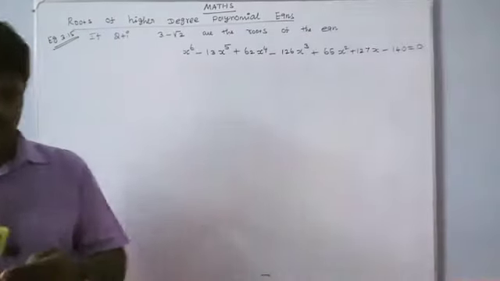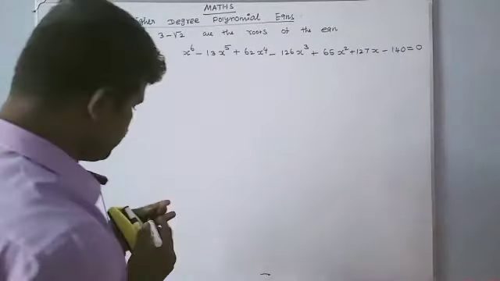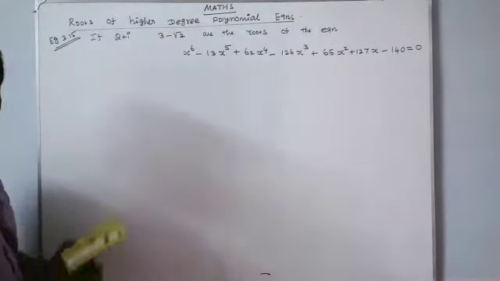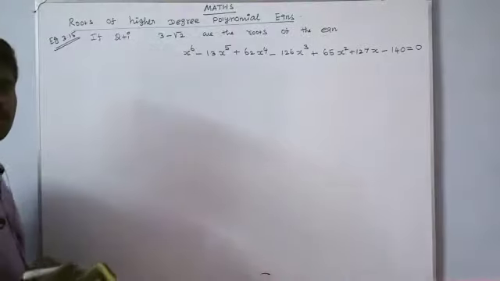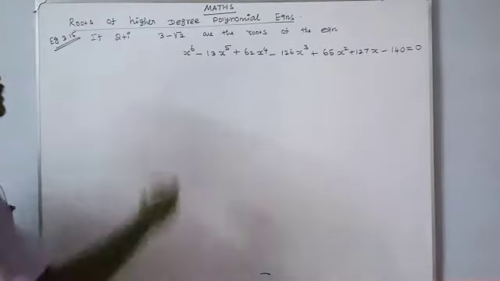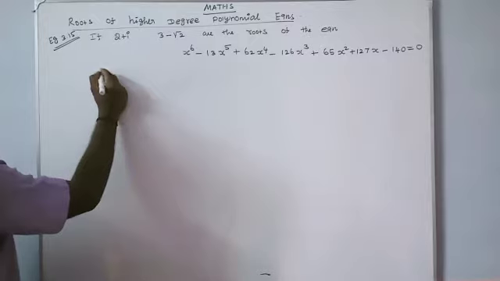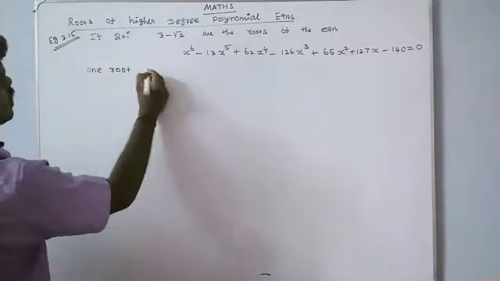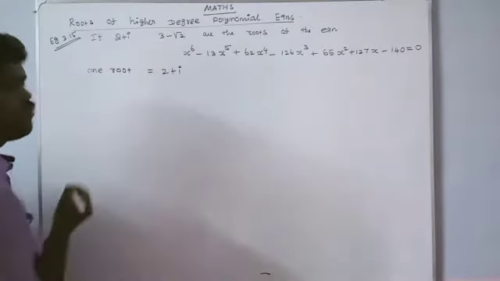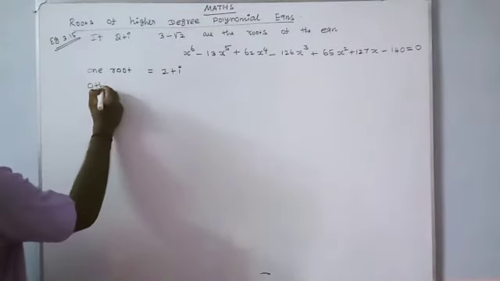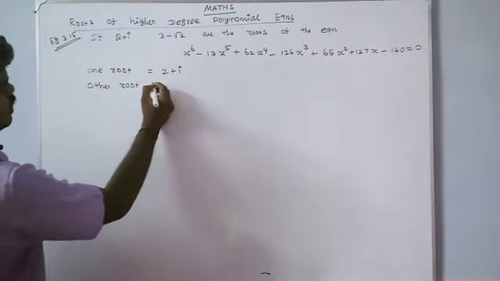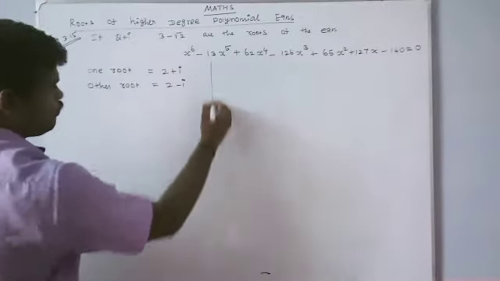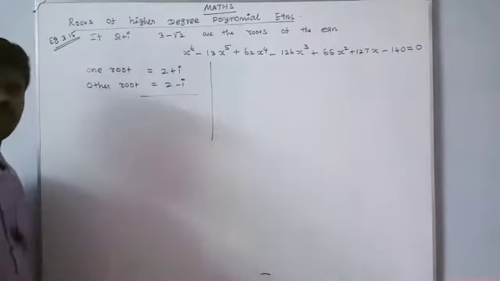So we want to find 6 roots. There are 2 roots given. Now we want to use the rational root theorem and the irrational root theorem. One root is 2 plus i, this may be alpha, and the other root is 2 minus i. Now we have to form the quadratic equation for these roots.